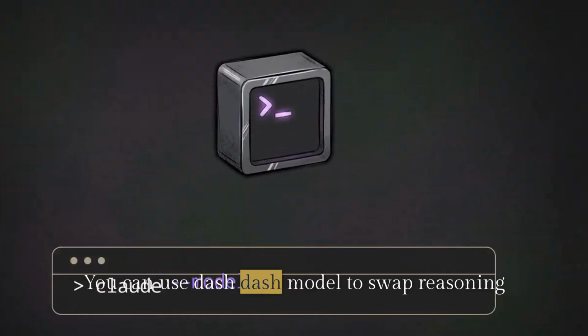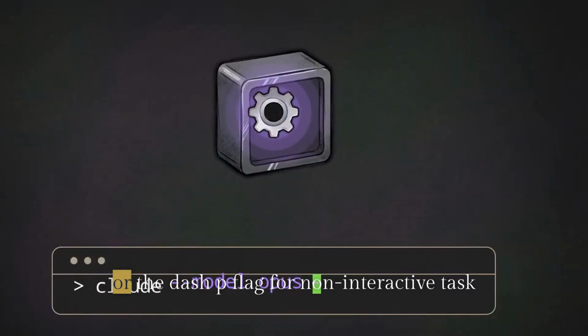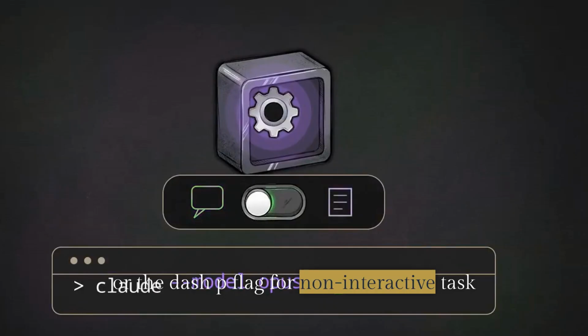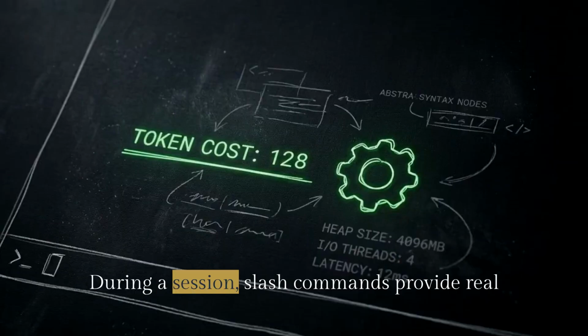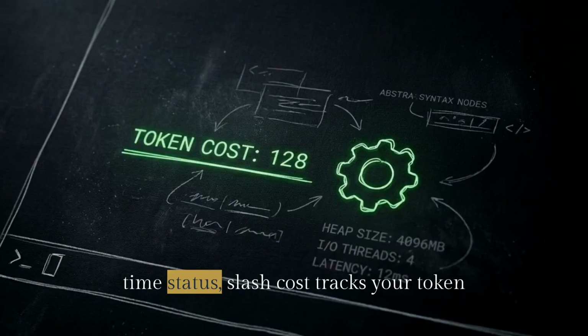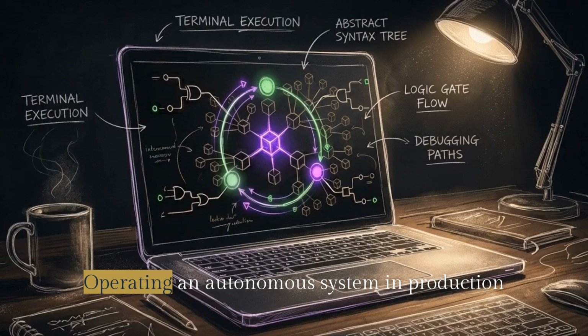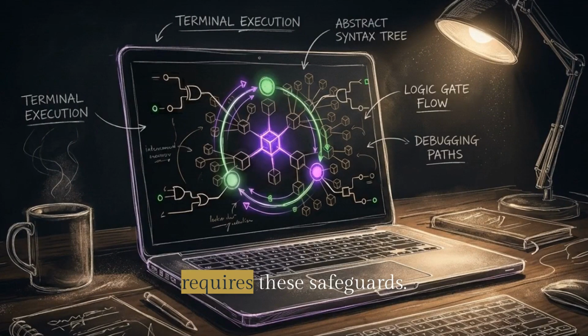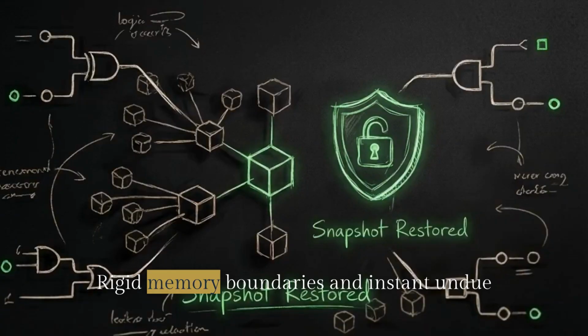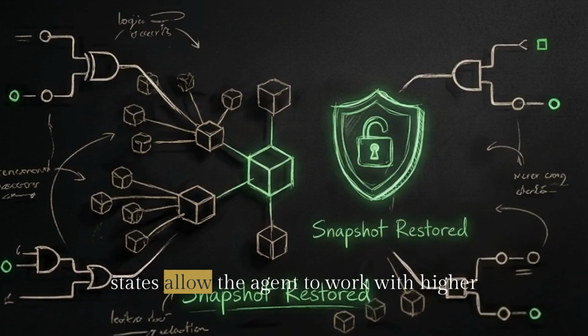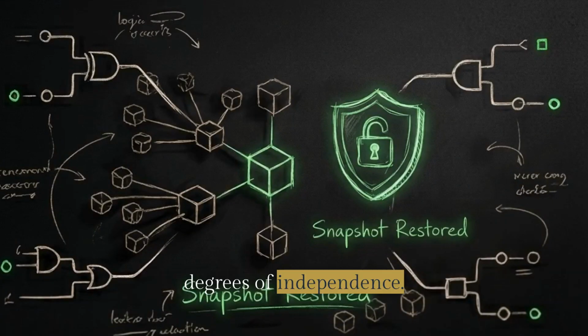You can use --model to swap reasoning engines, or the -p flag for non-interactive task execution. During a session, /commands provide real-time status. /cost tracks your token expenditure, while /statusline monitors background tasks. Operating an autonomous system in production requires these safeguards. Rigid memory boundaries and instant undo states allow the agent to work with higher degrees of independence.